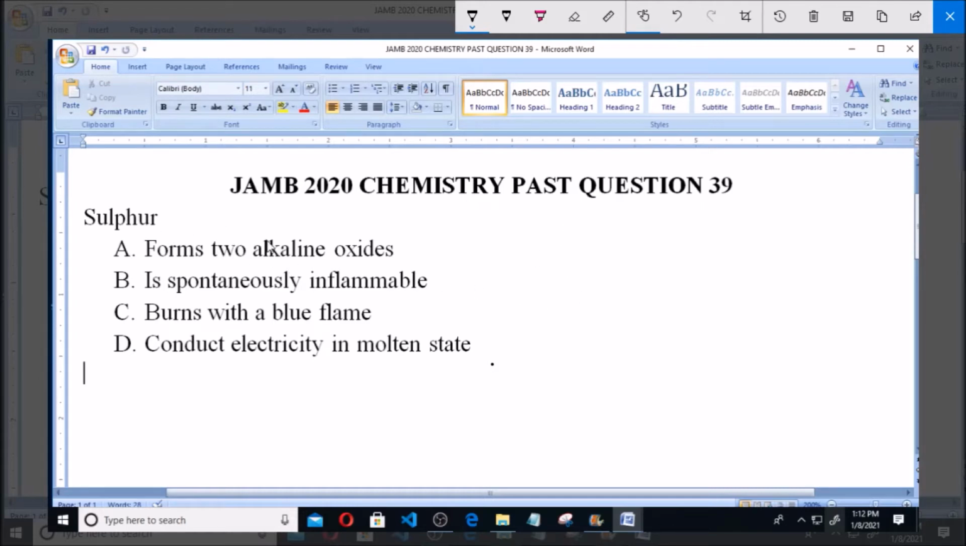Now looking at this, I will briefly describe sulphur. Sulphur is a yellow solid. It's an element. You can find sulphur on the periodic table. It belongs to group 6 of the periodic table. Sulphur is a yellow solid. It exists in two forms.